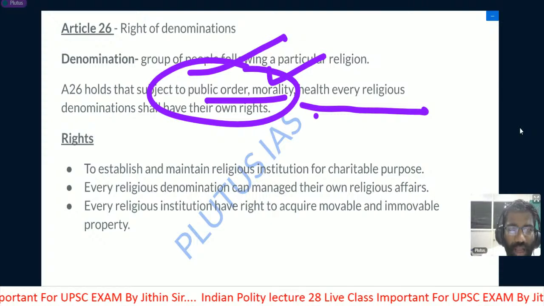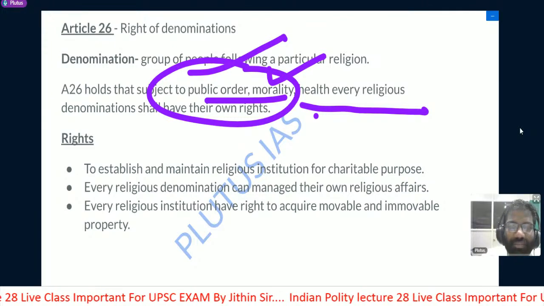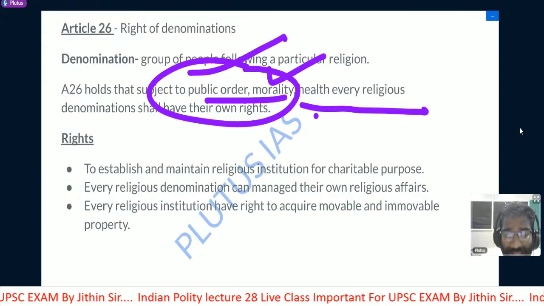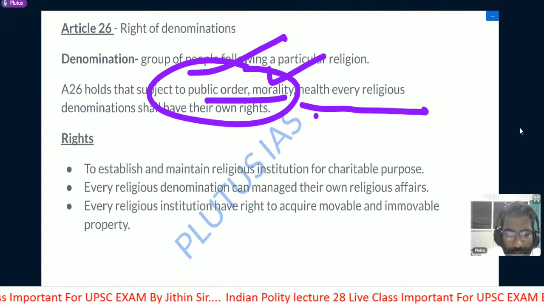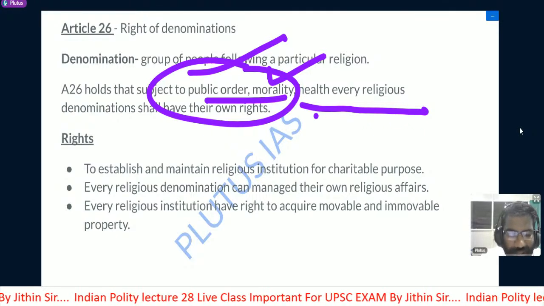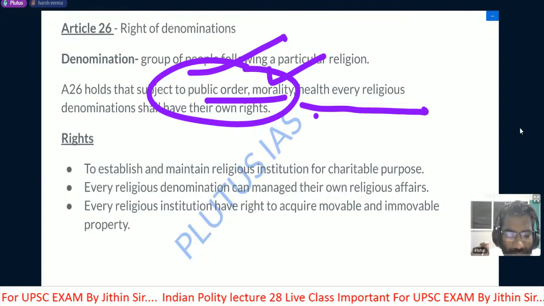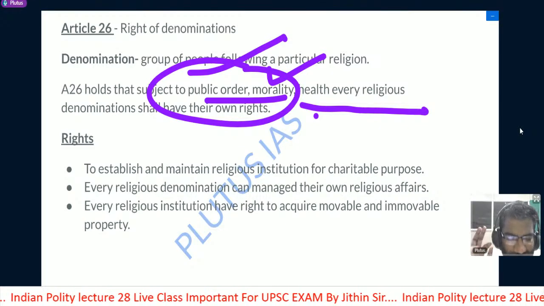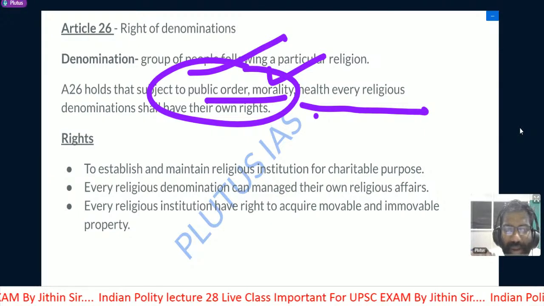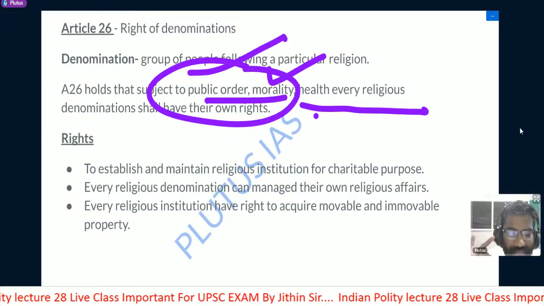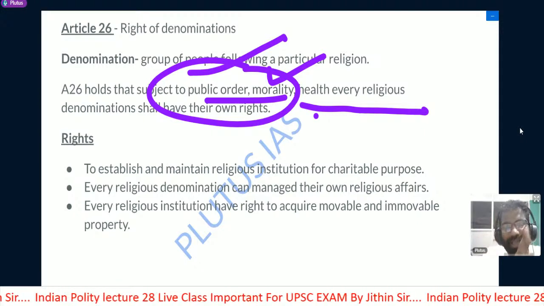Article 26 says that keeping public health, public order, and morality intact, religious denominations can have their own rights. Matlab, this thing should not be hampered with. Okay.